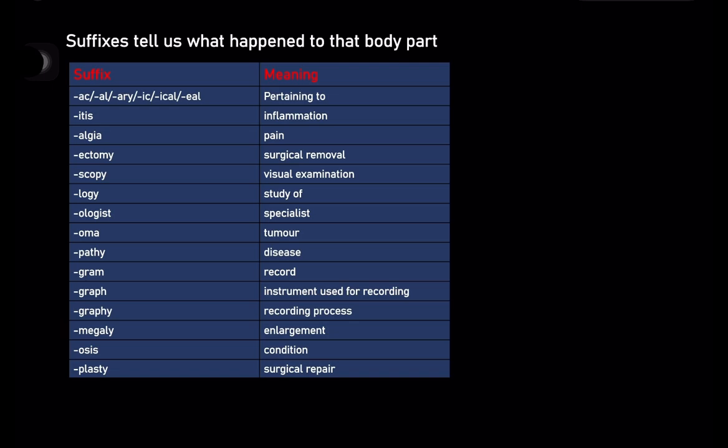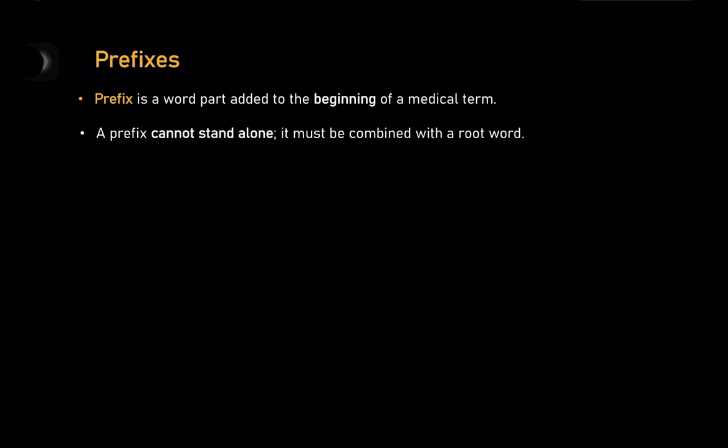Rhino refers to the nose. So suffixes are found at the end and they don't stand alone. They tell us what's happening to that body part. Lastly, prefixes. So what's a prefix? A prefix, remember, comes first. It's a word that's added at the beginning of a medical term. They modify the meaning of that term. They cannot stand alone. They need to be combined to the root word because root words are the essence. Prefixes usually describe the location, the direction, the numbers, or the amount.